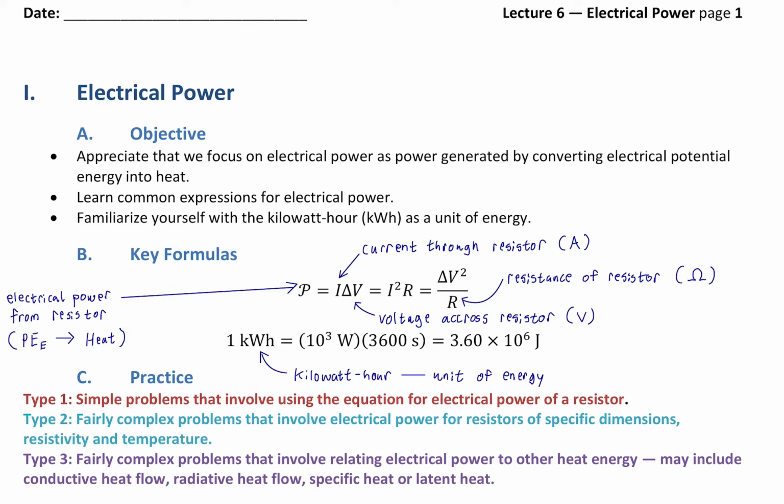So 1 kilowatt hour is 1,000 watts, so 10 to the 3 watts, multiplied by the number of seconds in an hour, which is just 60 squared, and 60 squared is equal to 3,600. You see this a lot when I do time conversions. So it's the number of seconds in an hour, and that gives us 3.6 million joules. So that's what a kilowatt hour is, 3.6 million joules.